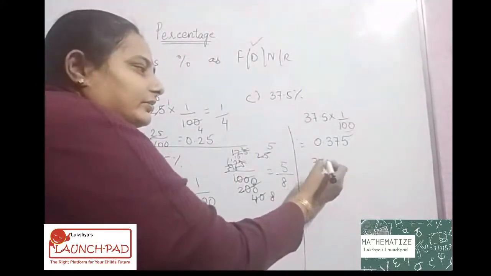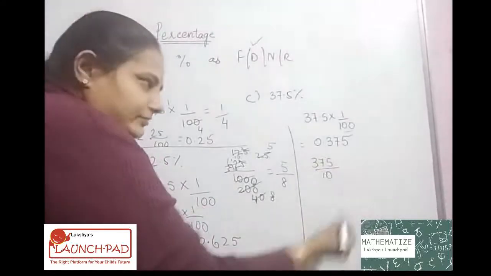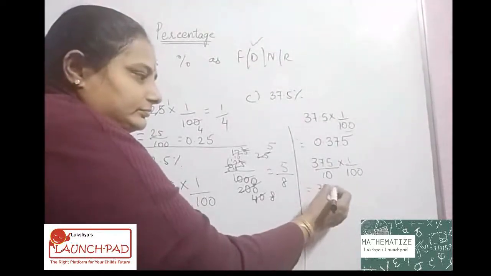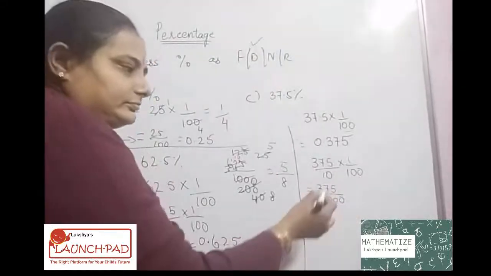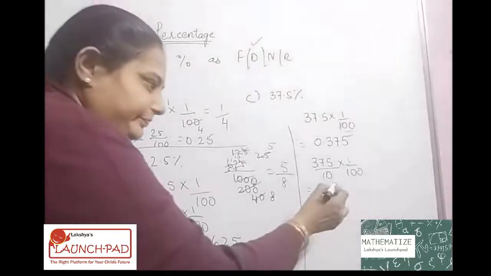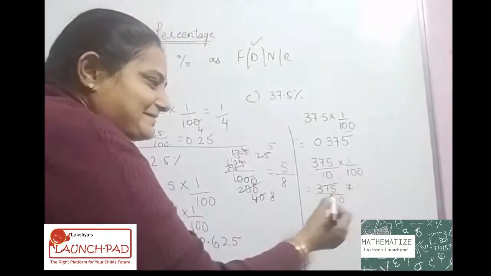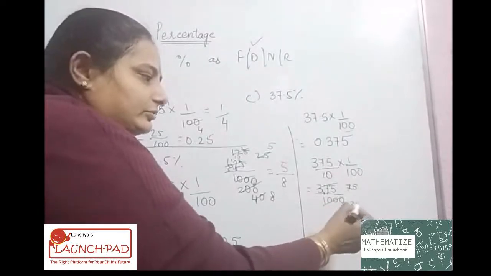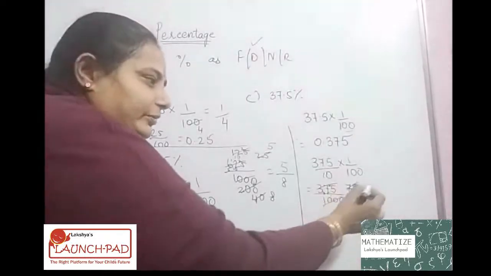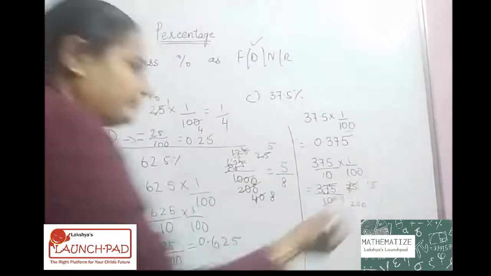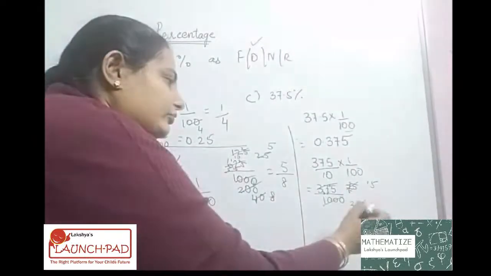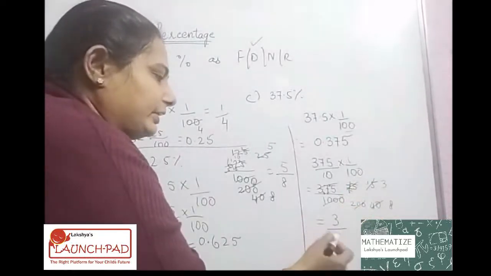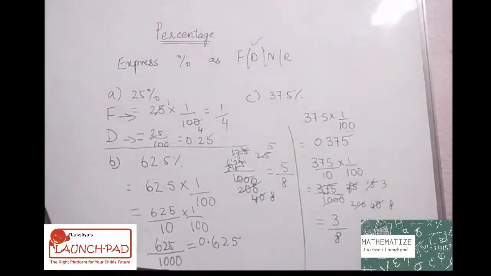Now, if we have to convert into a fraction, what do you do? First, we must do 375 divided by 10 into 1 by 100. So we get 375 divided by 1000. Which number is divisible? It's divisible by 5. 5 fives are 25, 5 twos are 10. Again, is it divisible by 5? Yes, ma'am. 5 ones are 5, 5 threes are 15, 5 eights are 40. So it is 3 by 8. Is it clear? Yes, ma'am. All of you are clear?